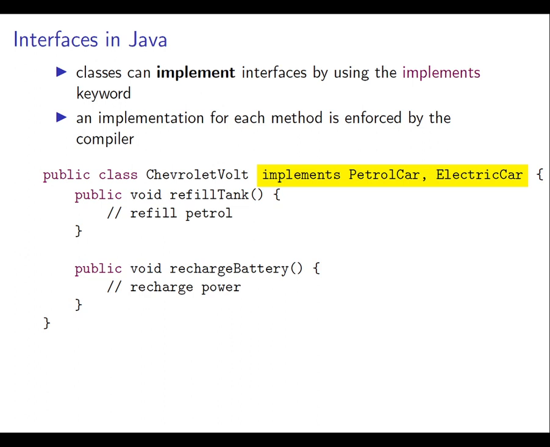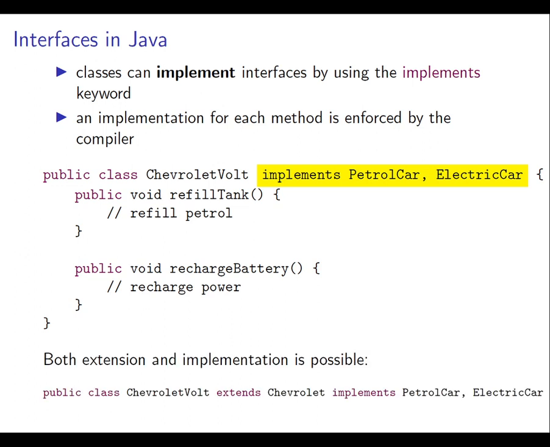And when you say that your class, for example Chevrolet Volt, implements an interface, the compiler will check that it really does. In other words, any method which is specified in the interface petrol car must in fact be provided with an implementation inside the class Chevrolet Volt. And you can both extend a class and implement an interface, so this can get as complicated as you need it to get, although always remember, never make it more complicated than it needs to be.